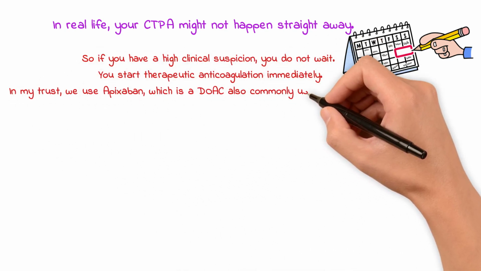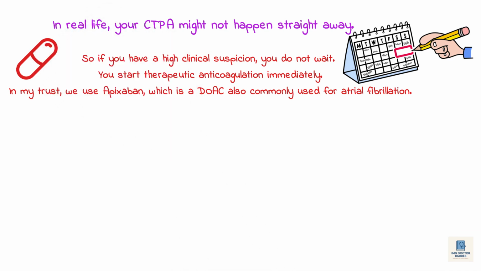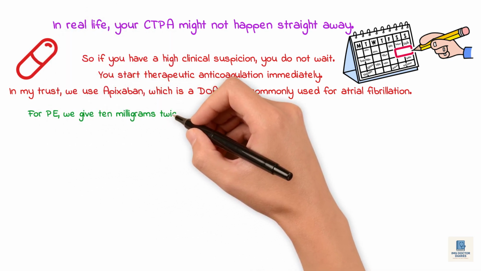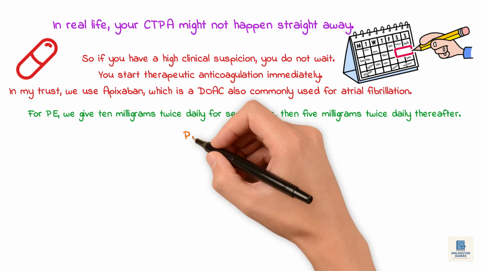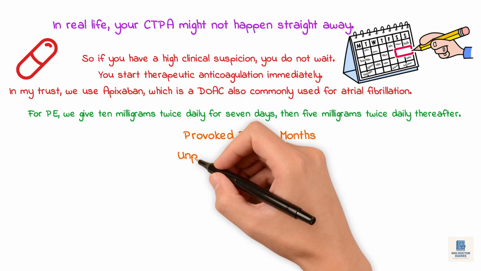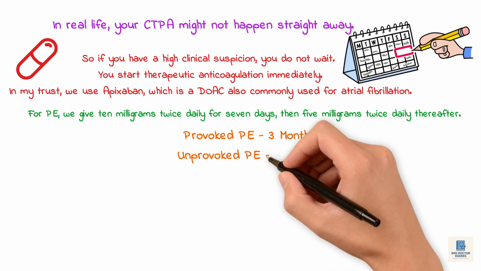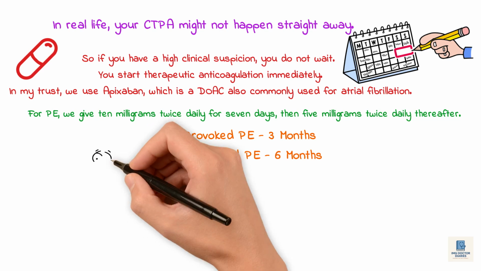In my trust, we use Apixaban, which is a DOAC also commonly used for atrial fibrillation. For PE, we give 10 milligrams twice daily for 7 days, then 5 milligrams twice daily thereafter. If it is a provoked PE, like after surgery, long flights, or hormonal triggers, we usually treat for 3 months. If it is unprovoked, or due to ongoing risks like active cancer, we typically go for at least 6 months and sometimes indefinitely with hematology follow-up.